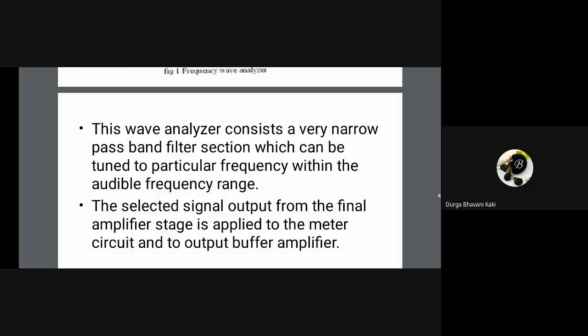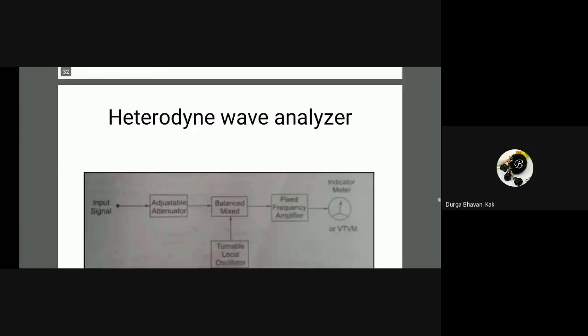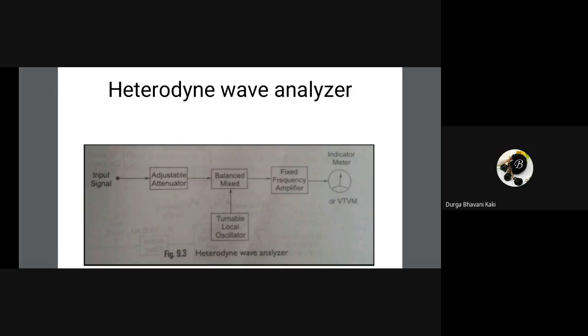This is the basic description of this wave analyzer. This wave analyzer consists of a very narrow passband filter section which can be tuned to a particular frequency within the audible frequency range. The selected signal output from the final amplifier stage is applied to the meter circuit and to the output buffer amplifier. Those concepts are all behind the basics of the wave analyzer. From that wave analyzer, we have to elaborate in different manners.